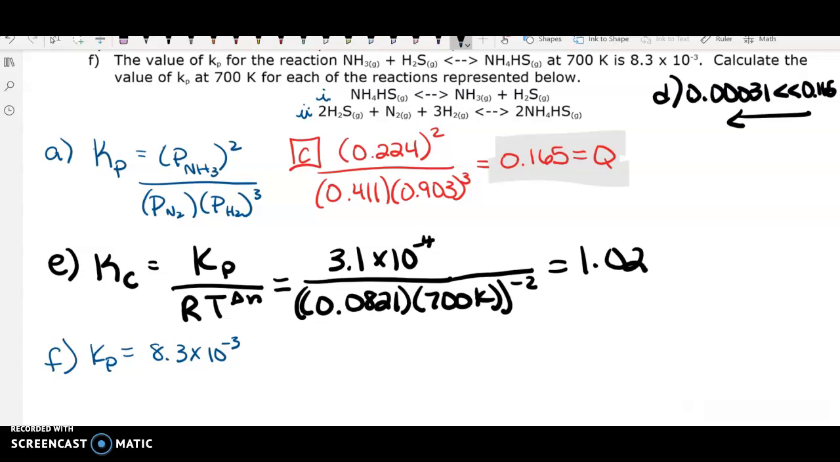So, for example, if we're looking at F letter I, or Roman numeral 1, notice that that is the reverse reaction of what we were given in the question itself. In that particular case, since it's reversed, our Kp value is going to be basically 1 over the value that we had. So 1 over Kp. 1 over 8.3 times 10 to the minus 3 is 120. So that's going to be the Kp for the reaction literally written in the other direction.